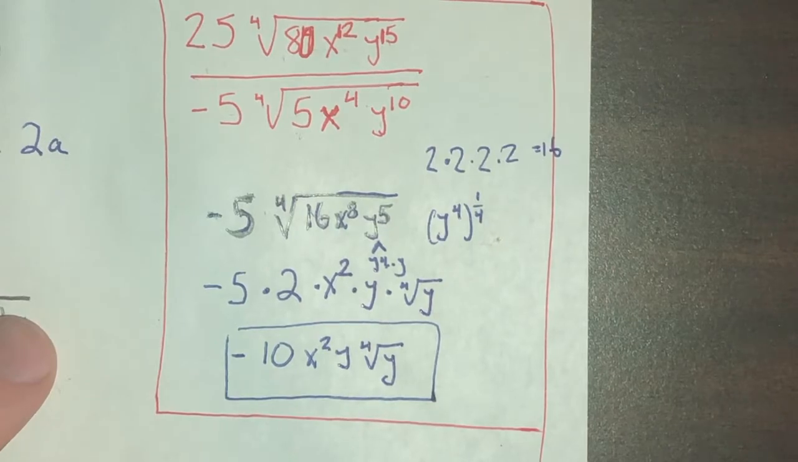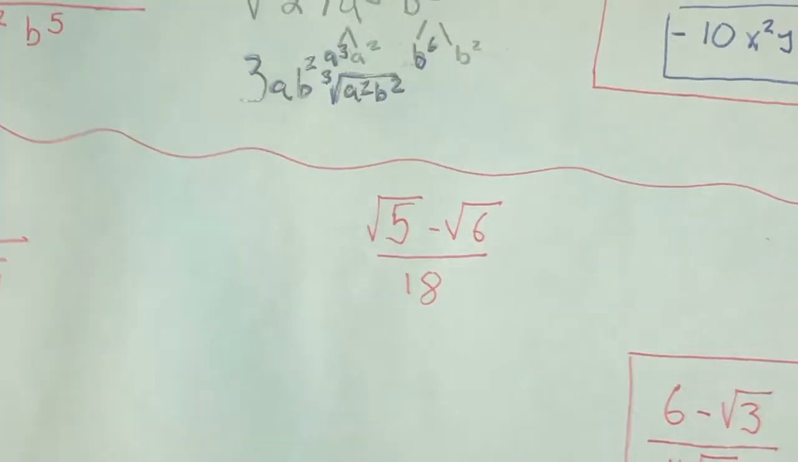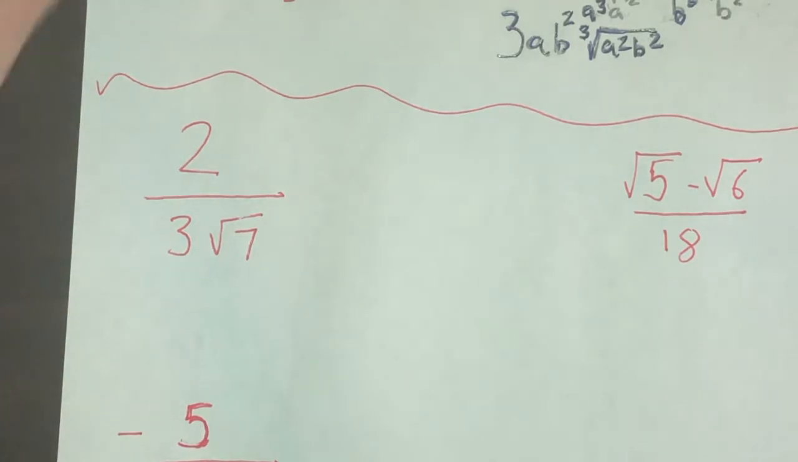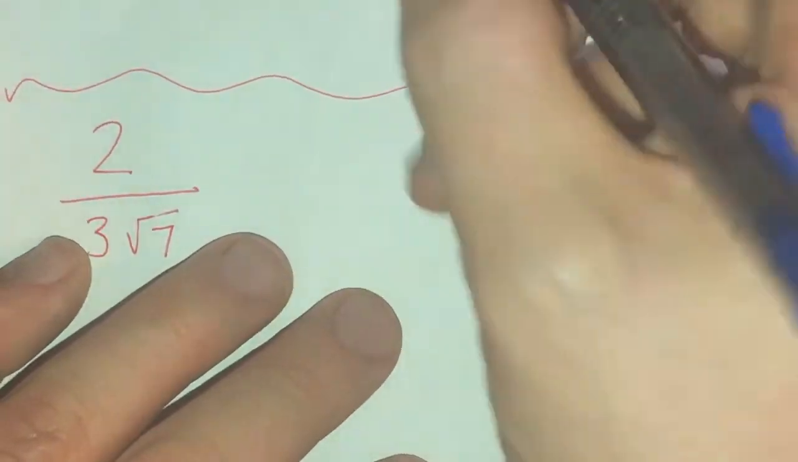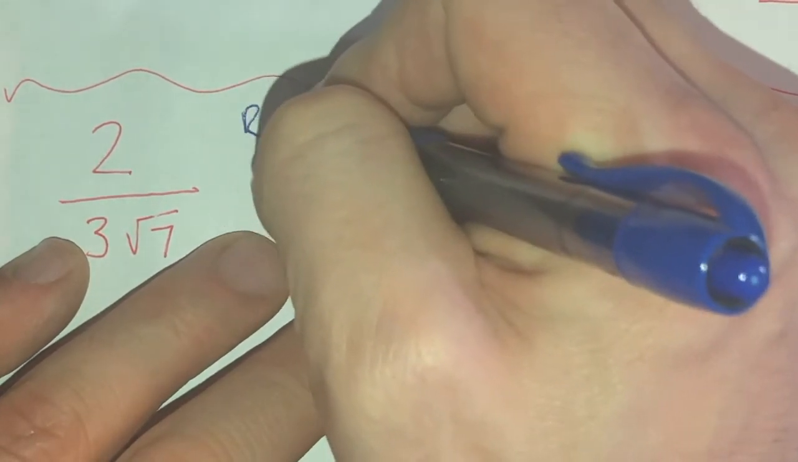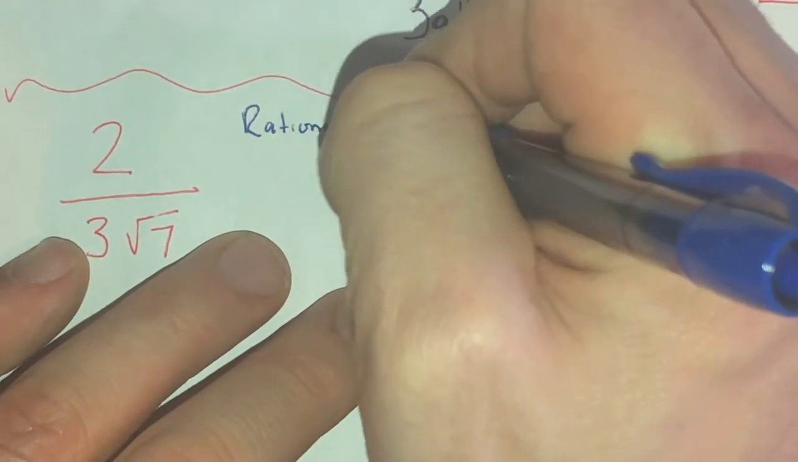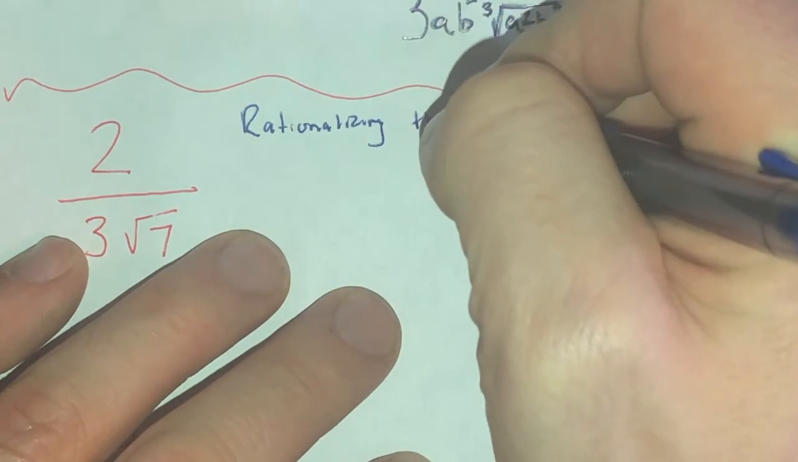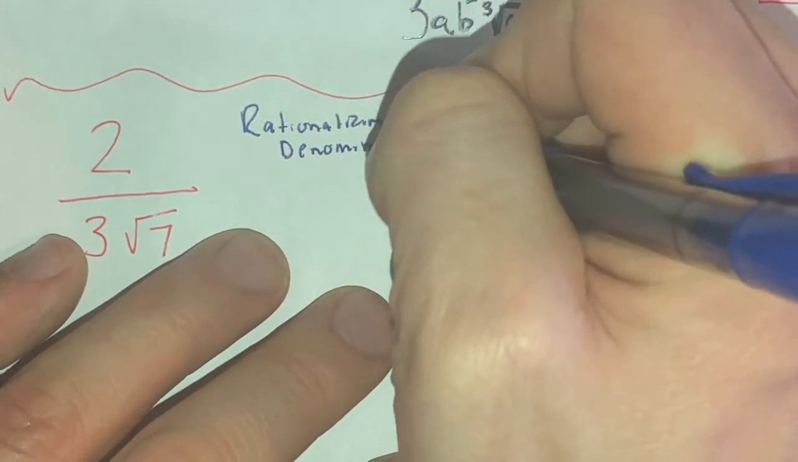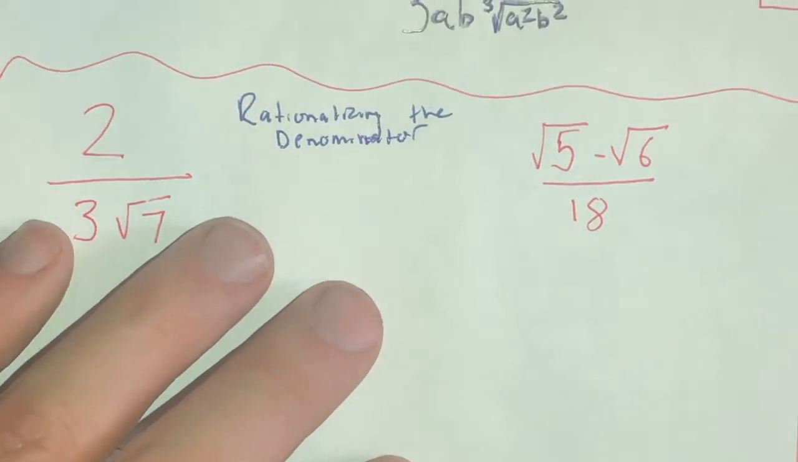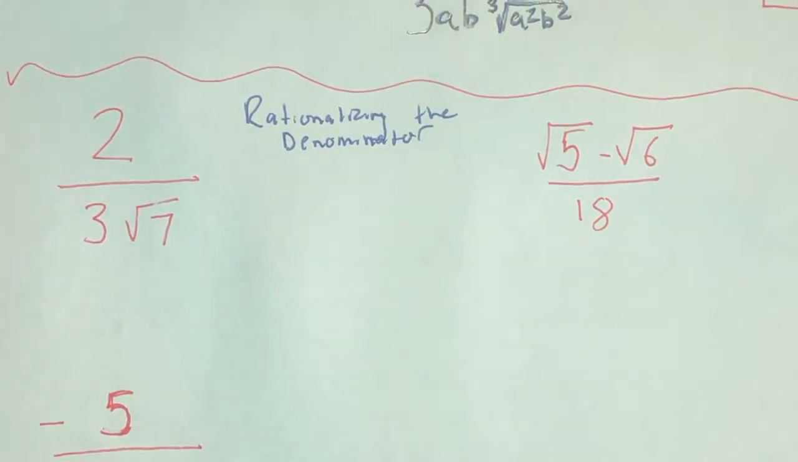Okay? Okay, so now I'm going to move on to the next skill that we talked about, and that is what's called rationalizing the denominator. Okay, and I'm going to show you a couple different examples of how we do that. So remember, this is the idea.